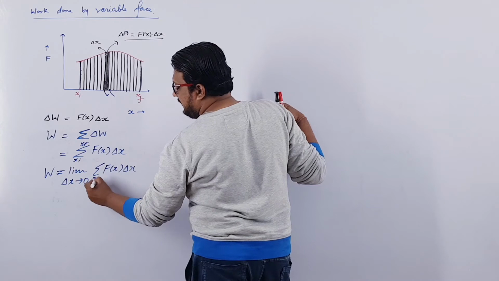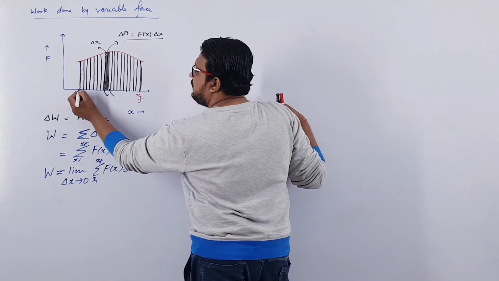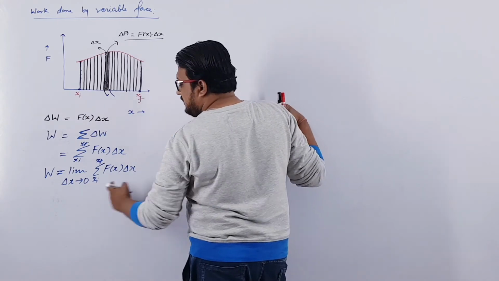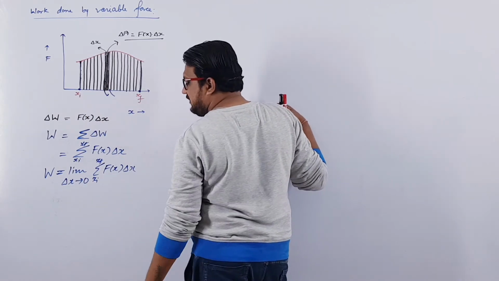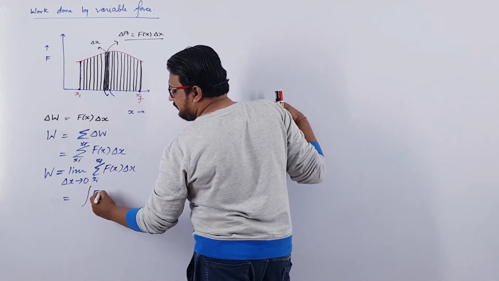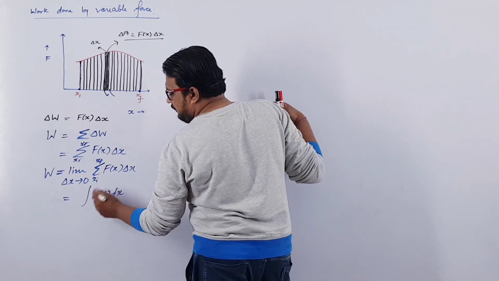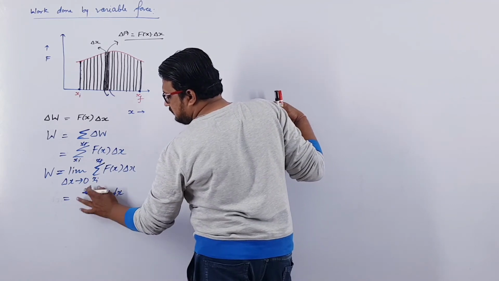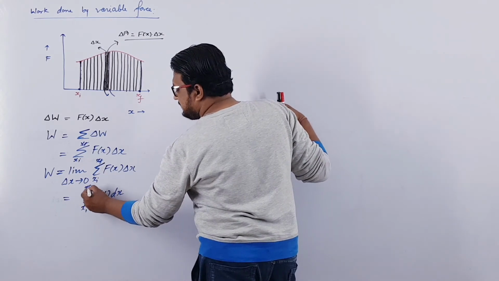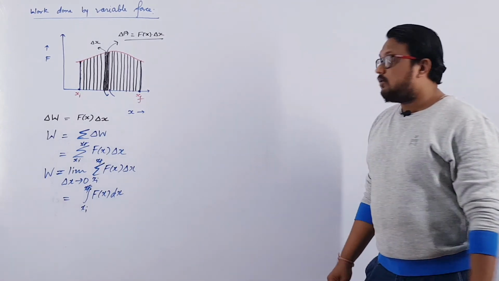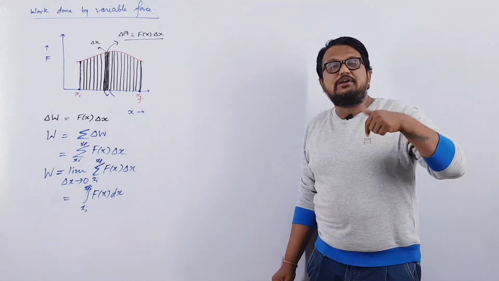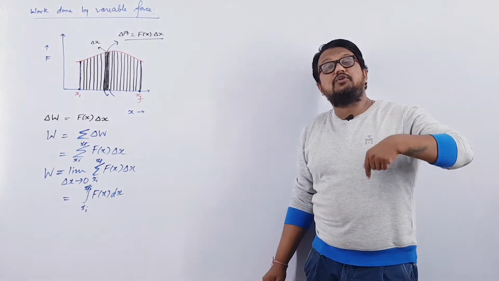If you want to write from xi to xf, initial position is xi and final position is xf, right? So if you take delta x as very small, then summation will be converted into integration. So this will be integration of f of x dx from xi to xf, right? Look, if you take something tends to 0, then summation will be converted into integration and division will be converted into differentiation.